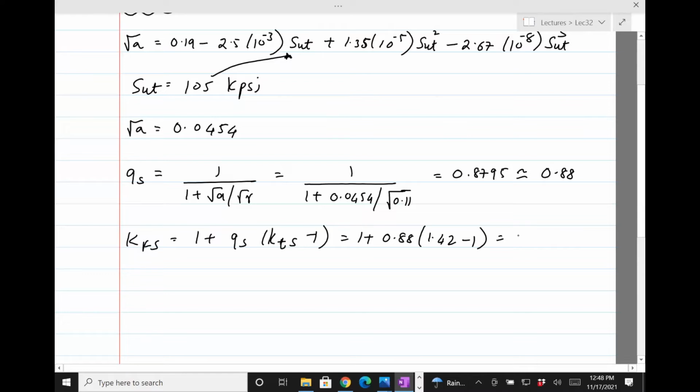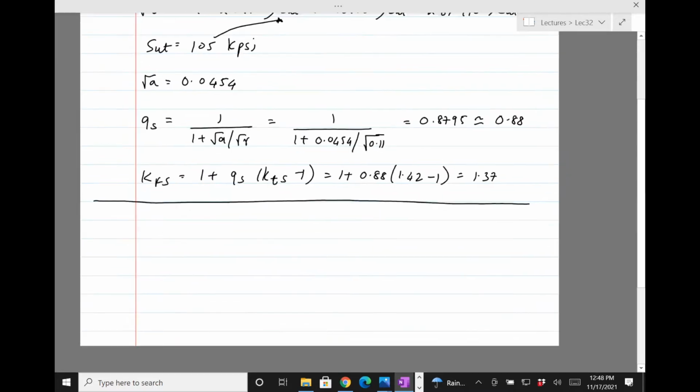So that comes out to be 1.37, which is just saying that because of the notch of that fillet, the stress is actually going to be 1.37 times higher than what it is without that notch. Just like the stress concentration, but for fatigue loads.